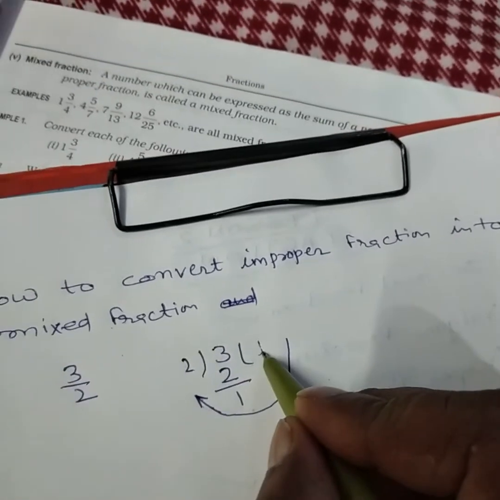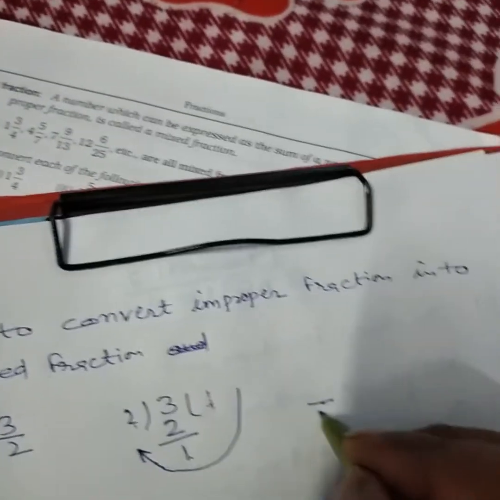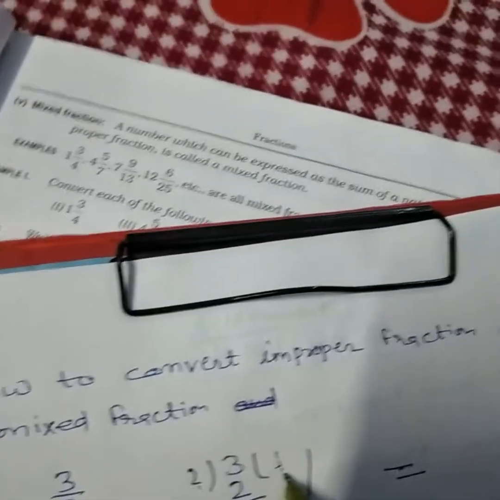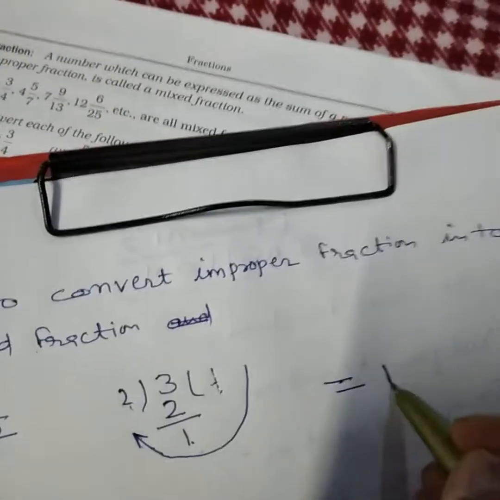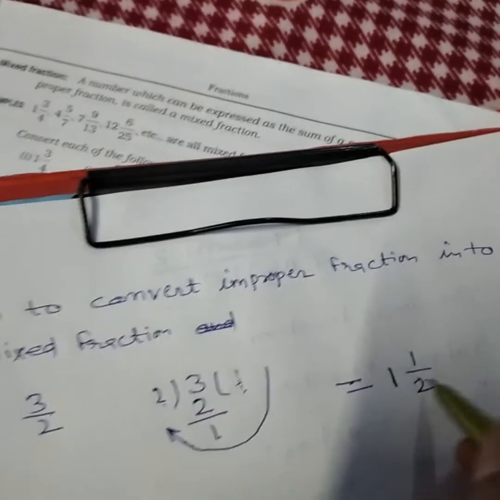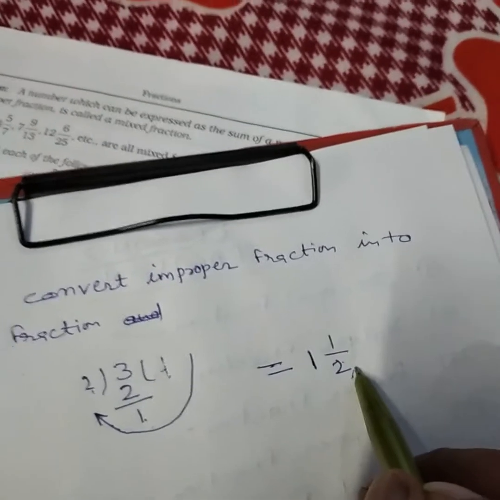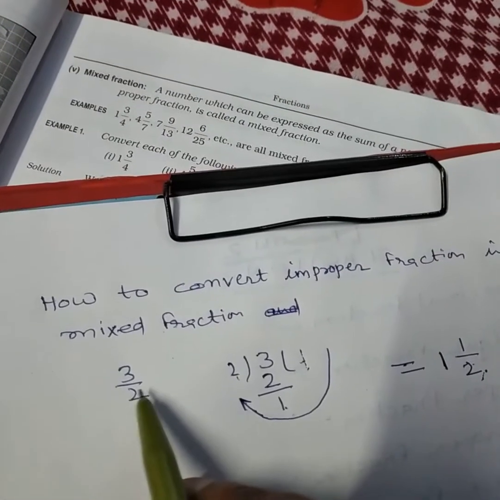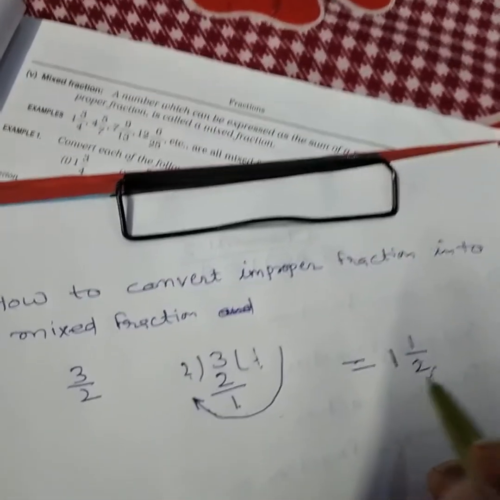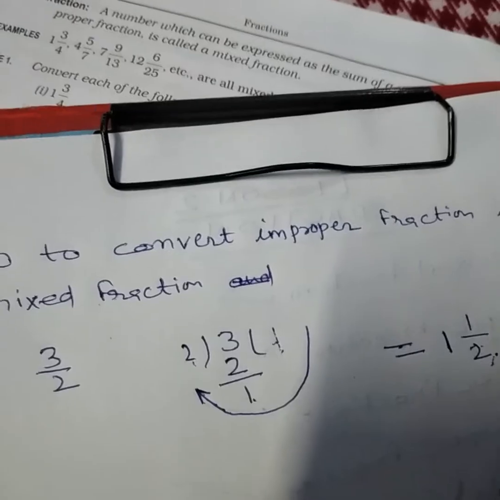So what do we write? First 1, then 1 upon 2. How will we write it? Look at my pen point. 1 is the whole, the remainder is 1, and the number by which we are dividing is 2. What we observe here is that the denominator of the mixed fraction and the denominator of the improper fraction are always equal. This is the method to convert an improper fraction into a mixed fraction.